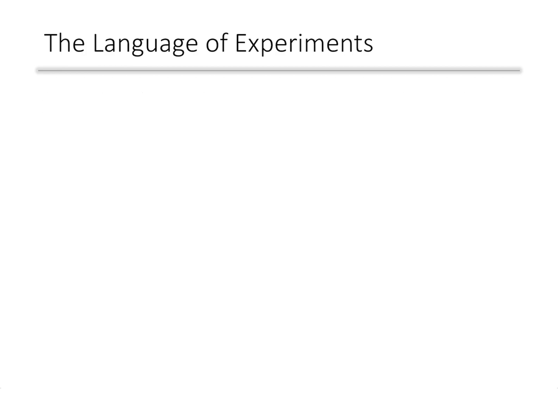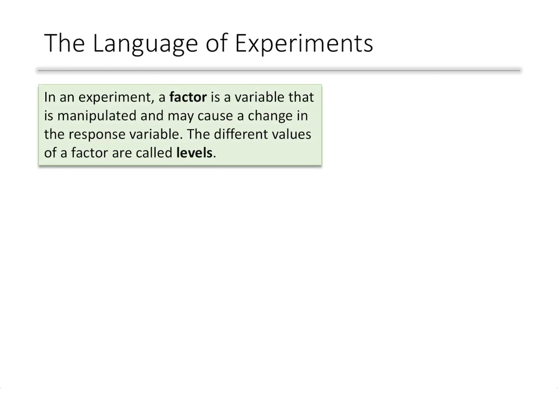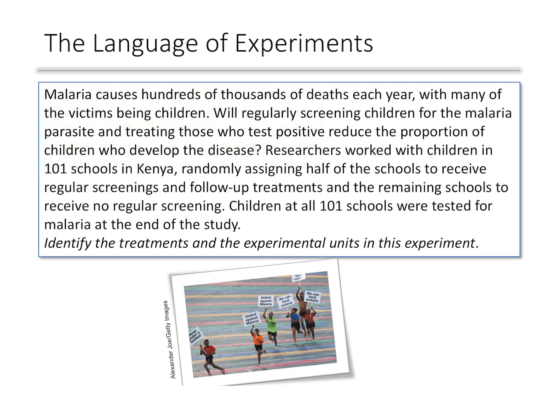Okay, so when we look at this, the language, there are some things that we have to take into consideration. In an experiment, a factor is a variable that is manipulated and may cause a change in the response variable. The different values that we have for factors are called levels. Okay, so we've looked at lots of different vocabulary in here. One of the things that you're going to be asked to do is, given a situation, identify treatments and the experimental units. You may be asked to do more than just that, but those are some of the things that we're going to be doing.